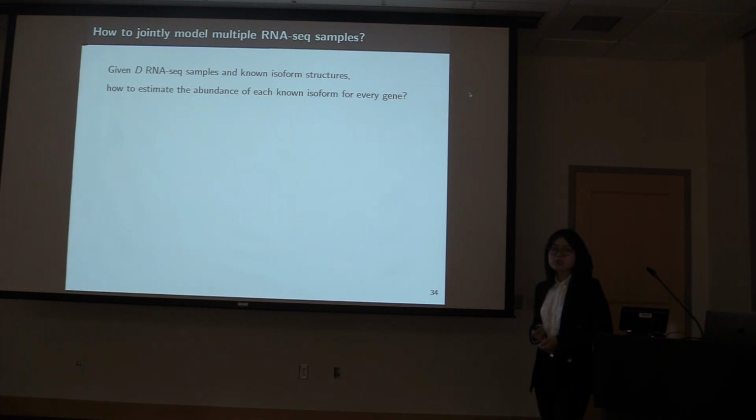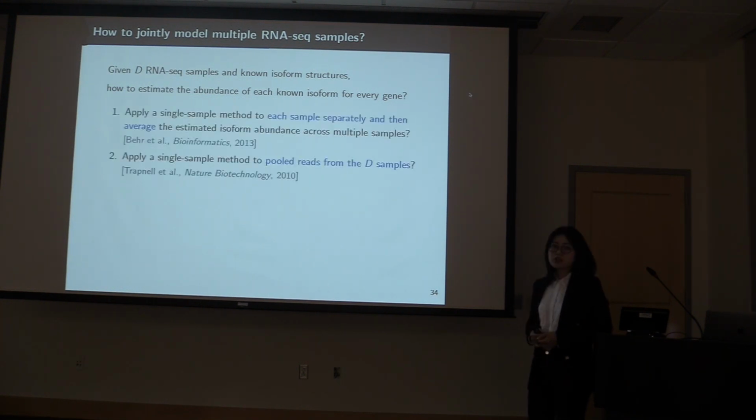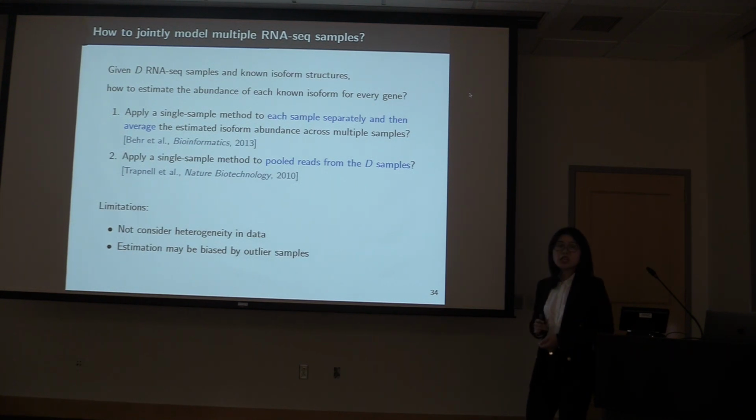If we summarize the existing approaches to this task, they fall into two categories. The first category applies a single sample method to each sample separately and then takes the average as the estimated isoform expression level. The second category applies a single sample method to all the pooled reads from the D samples. However, neither approach is able to consider the possible heterogeneity in RNA-seq datasets, and their estimation can be easily biased by samples with relatively poor qualities.